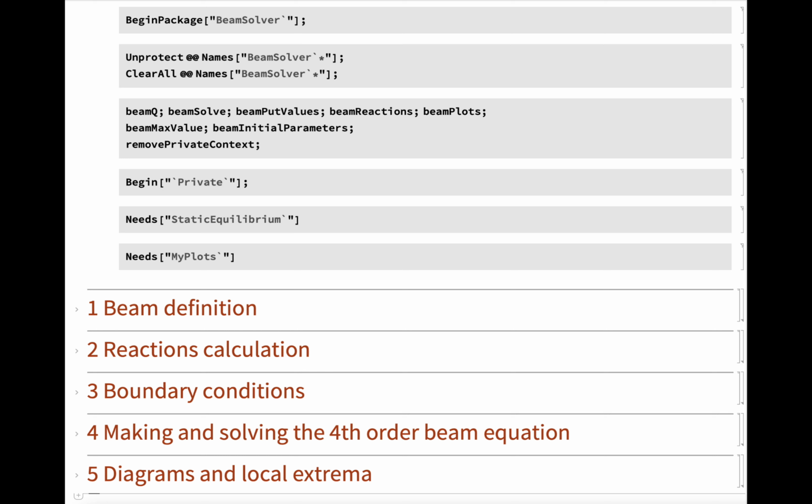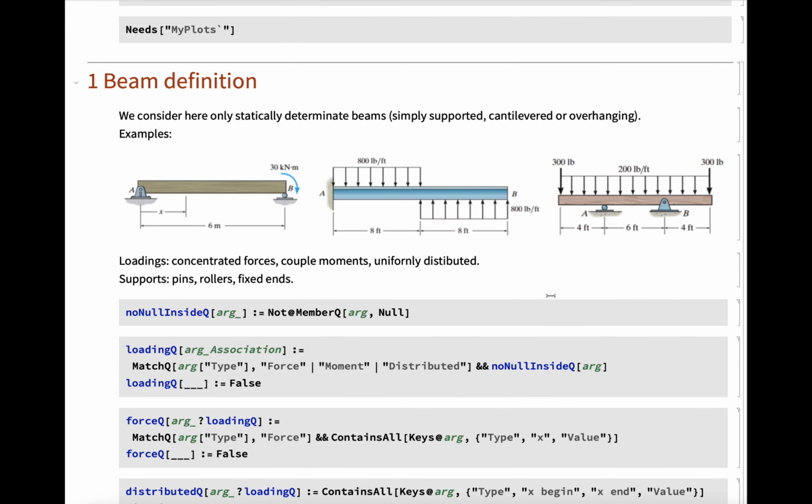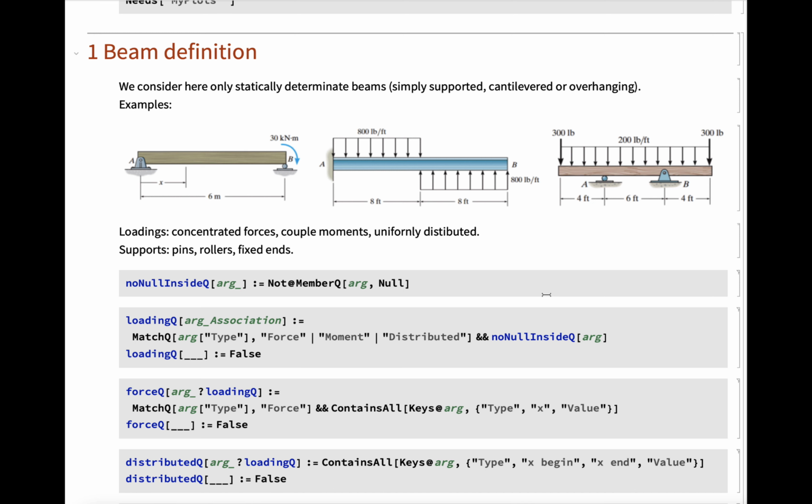Remember, in order to solve our problem, we first need to enter the beam parameters, then calculate the support reactions, then find the boundary conditions, then make and solve the beam equation, and finally plot the diagrams. This is why the code is divided into 5 corresponding sections. Okay. This module is designed to work with only statically determined beams, simply supported, cantilevered or overhanging. The loadings can be concentrated forces, couple moments, or uniformly distributed forces. The supports can be pins, rollers, or fixed end.